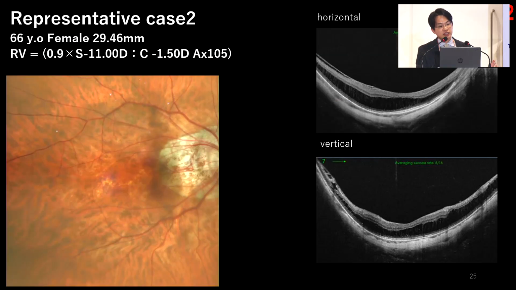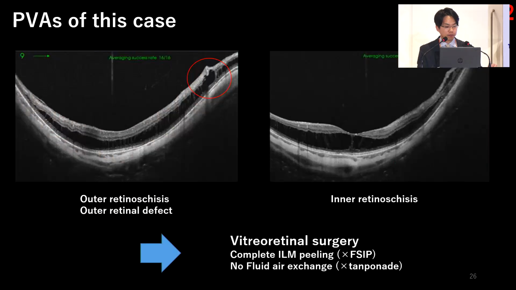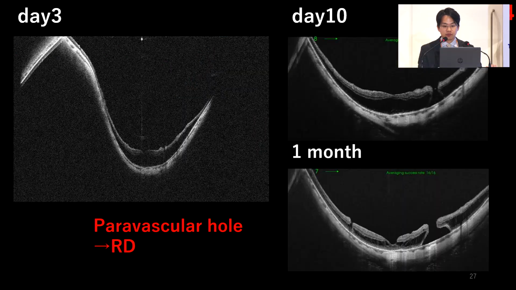The second case is a 66-year-old female with 29.46 millimeter axial length. We could detect posterior staphyloma with normal color from this photo. We could not evaluate PBAs correctly because we did not take the wide field OCT preoperatively. There was outer retinoschisis and outer retinal defect region. We conducted vitreoretinal surgery with complete island peeling and no tamponade.